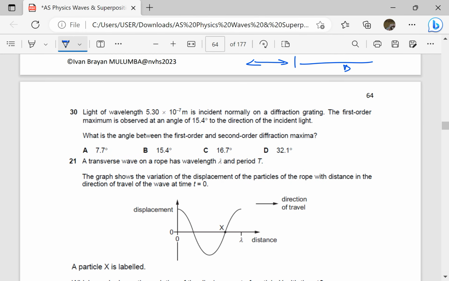Light of wavelength 5.3 times 10 power negative 7 is incident normal on a diffraction grating. The first order maximum is observed at an angle of 15.4 degrees to the direction of the incident light. What is the angle between the first order and the second order?